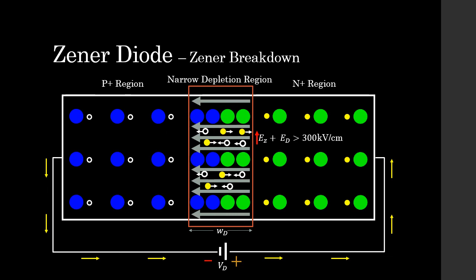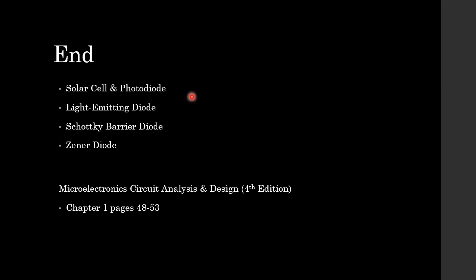And that, students, is the end of this lecture for different types of diodes. So students, to recap this lecture, we started off with the solar cell and photodiode. As you recall, the solar cell is used to generate a current using the photoelectric effect. The photodiode is a reverse bias diode that is used to actually detect light.